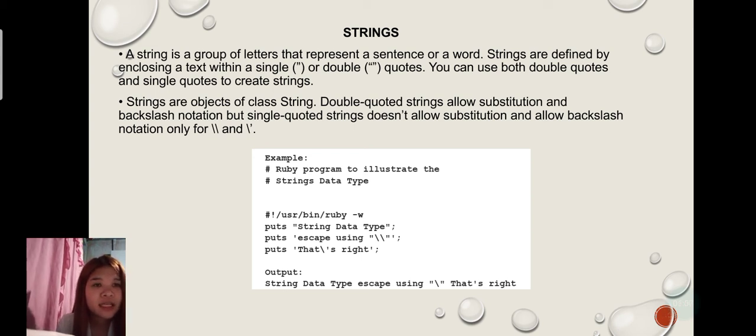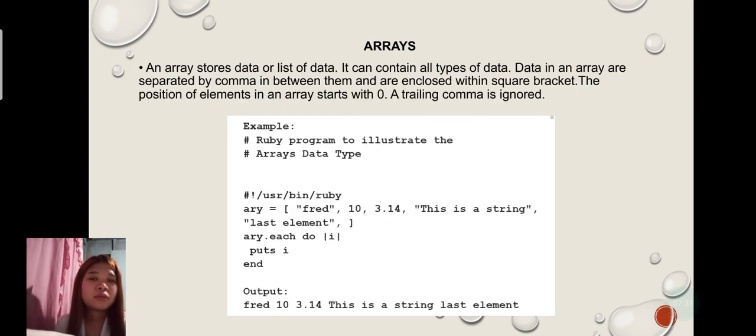And next line is puts that's right. So kung nakabantay na pud mo, that's right, nawa ag katong single nga backslash, katong isa ka backslash na that's right. So kana na siya ang paggamit sa strings data type in Ruby.